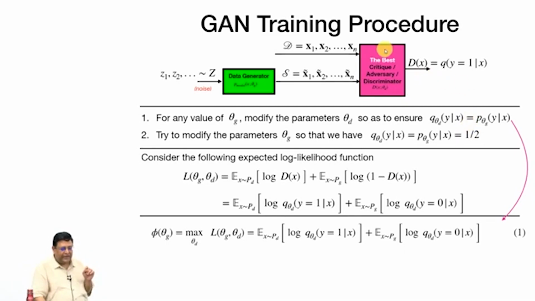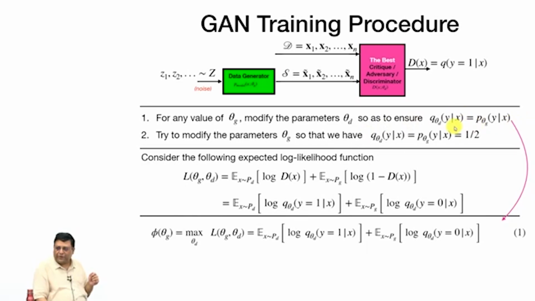So what does it mean? It means that this guy is actually discriminating between these two types of images, and after that I have to try to modify the parameter of the data generator in such a way that this probability eventually becomes half. And that is where the police is confused, right? So what I am saying, let me repeat.